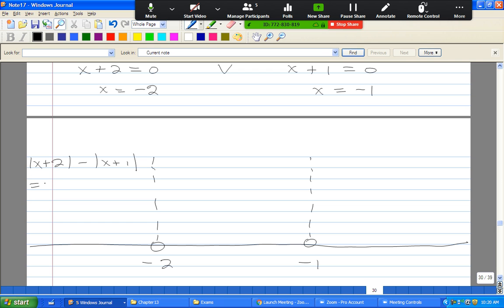If x is less than negative 2, both x plus 2 and x plus 1 are negative. So we'll have to change the sign for both of them, distributing the negative inside the parentheses. I get negative x minus 2 plus x plus 1. And so the x's cancel, and I get negative 1.